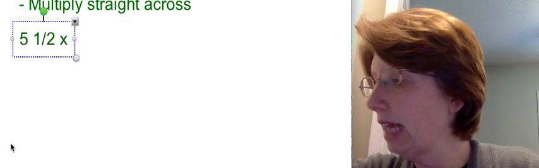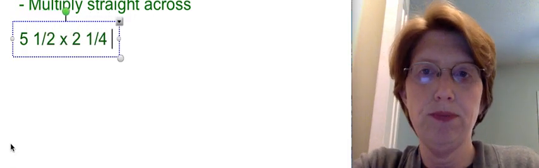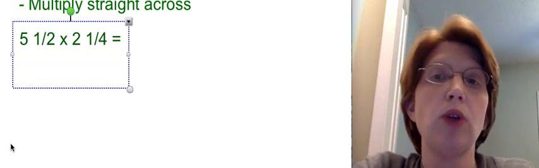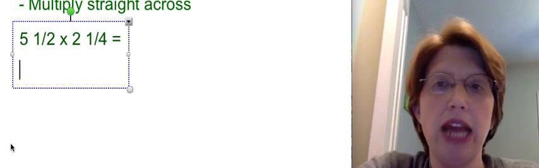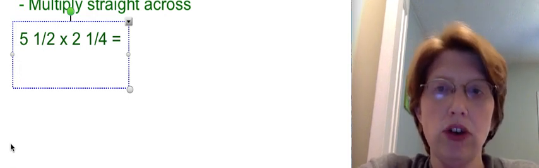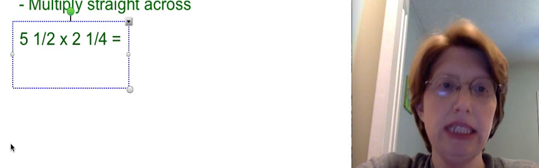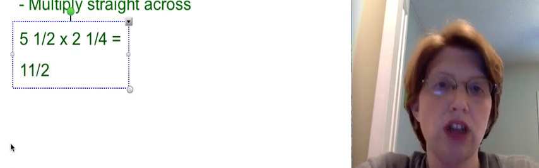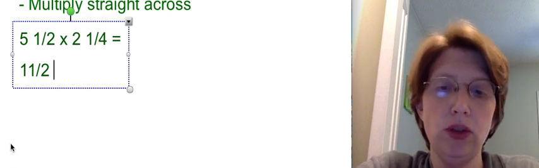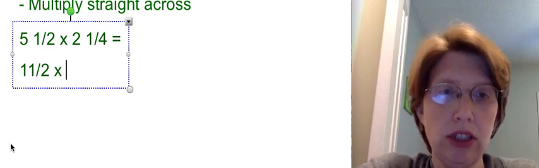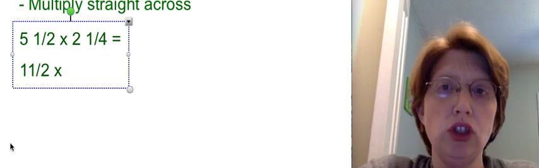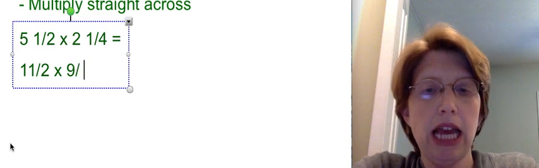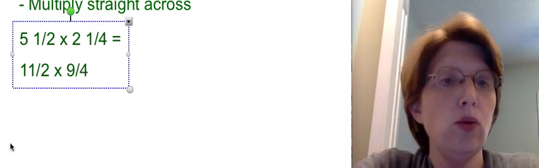5½ times 2 1/4. All right, so like I said, the first thing we need to do is change to improper fractions. So we start here with 5½. Start with the denominator. 2 times 5 is 10, plus 1 is 11, and I put it over the denominator. 11 over 2. Now let's do the next one. 4 times 2 is 8, plus 1 is 9. Slide it over the denominator, which is 4.